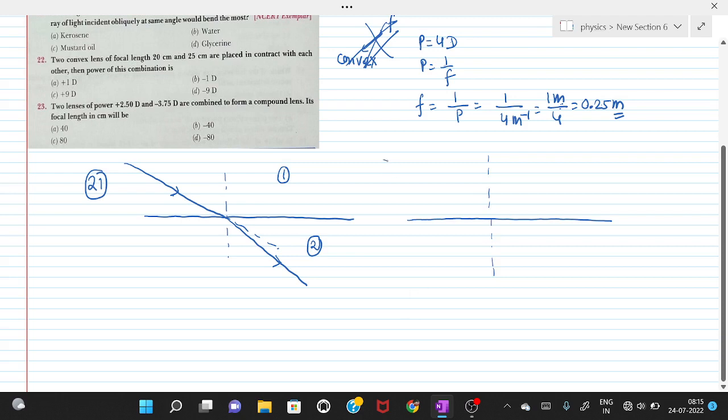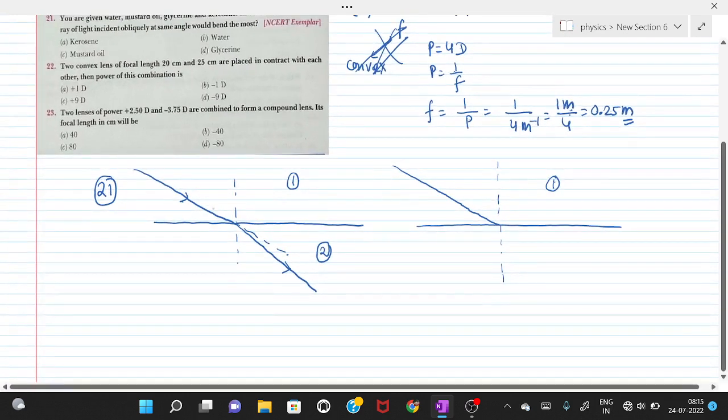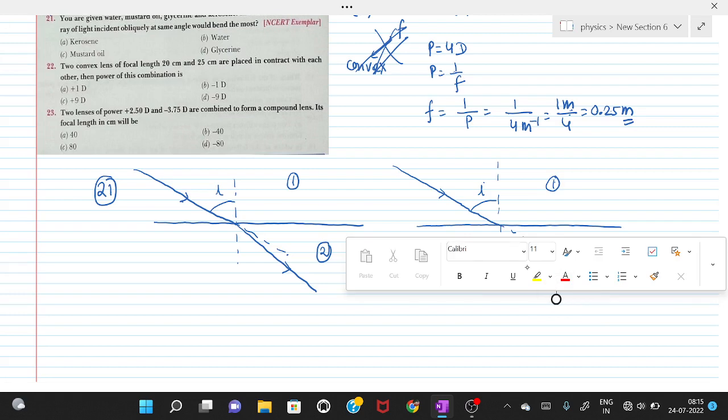And here is the same medium 1, and I am not changing the angle of incidence. Whatever is the angle of incidence here, the same angle of incidence is here also. Now in this case, the diagram is given like this. In this case, this is the diagram.